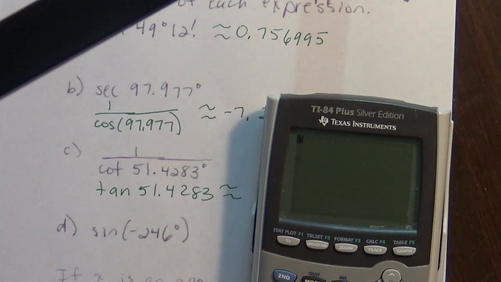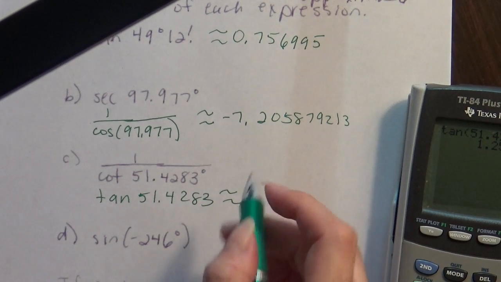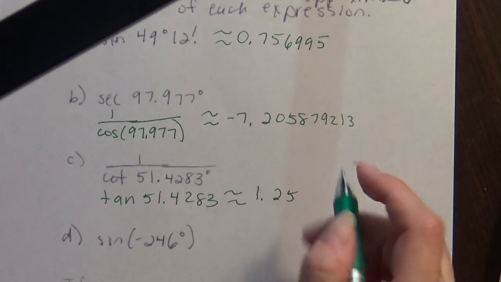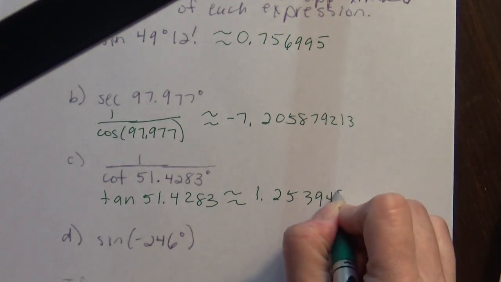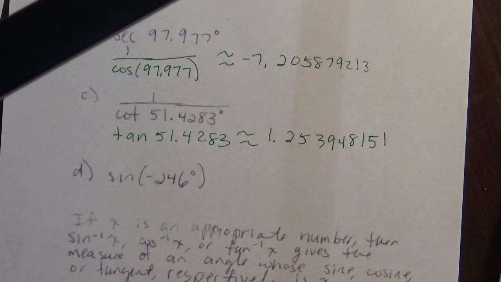Let me clear this out again. Tan 51.4283. That gives us 1.253948151. So I'm just going to write it all out: 1.253948151. I believe you'll be told how far to carry out your decimals in problems like this. I wasn't told in this one, so I'm just writing it all out.